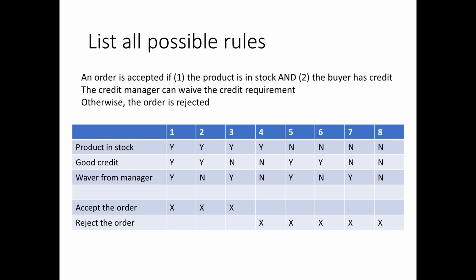So then we list all possible rules. In this case, we add the actions part to this decision table. So we have accept the order, reject the order. And then based on the information we have collected, we finish this decision table. So here we have in total 8 rules. Rule 1 says if the product is in stock and the customer has good credit, and also there's a waiver from the manager, then we accept the order. Rule 2 says the product is in stock, the customer has good credit, there's no waiver from the manager, then again, accept the order. The third rule says the product is in stock, the customer doesn't have good credit, but there is a waiver from the manager, then again, the order is accepted, and so on and so forth.